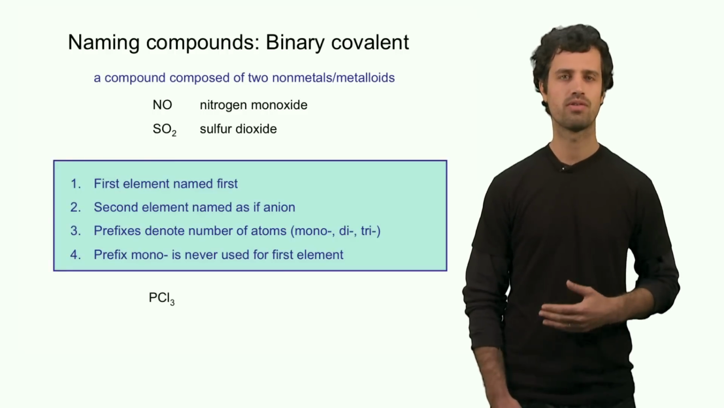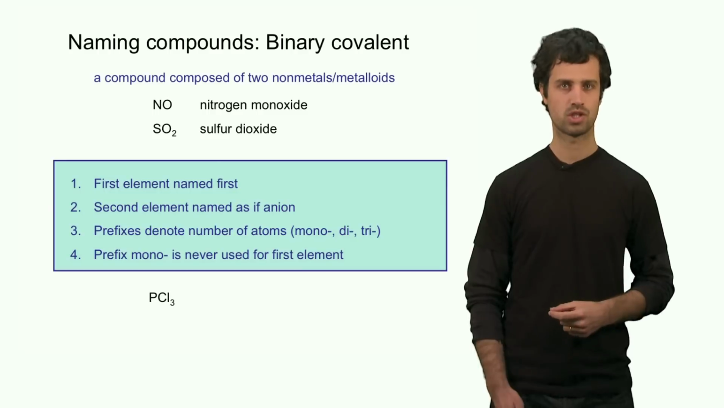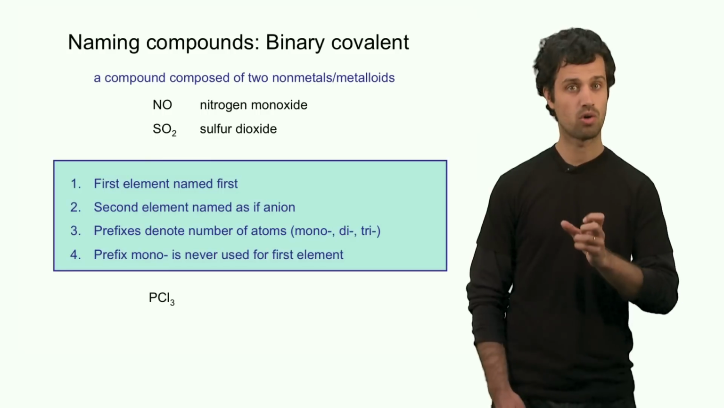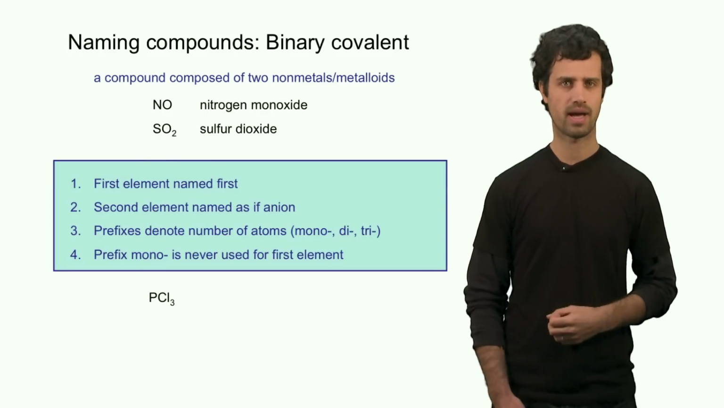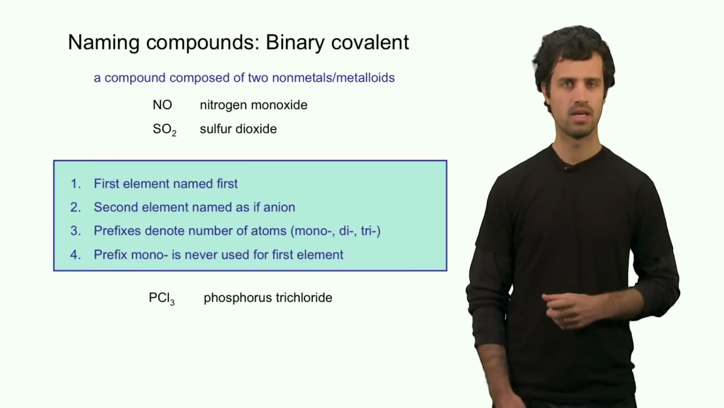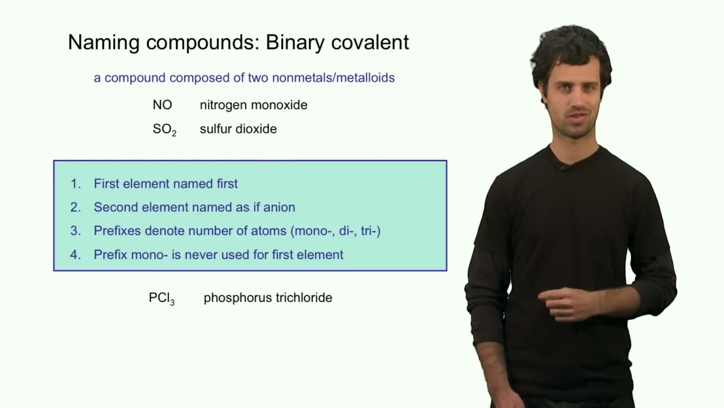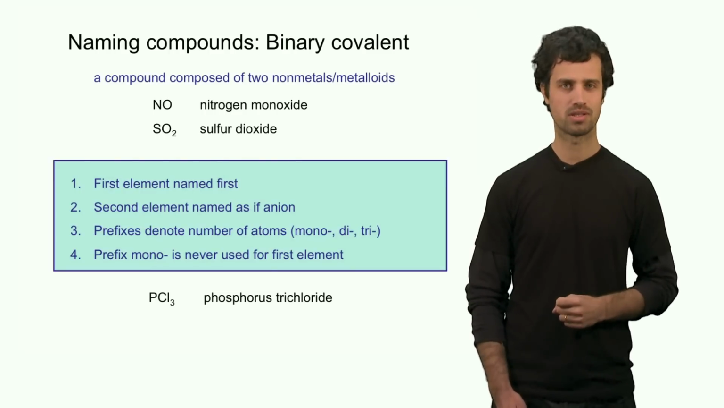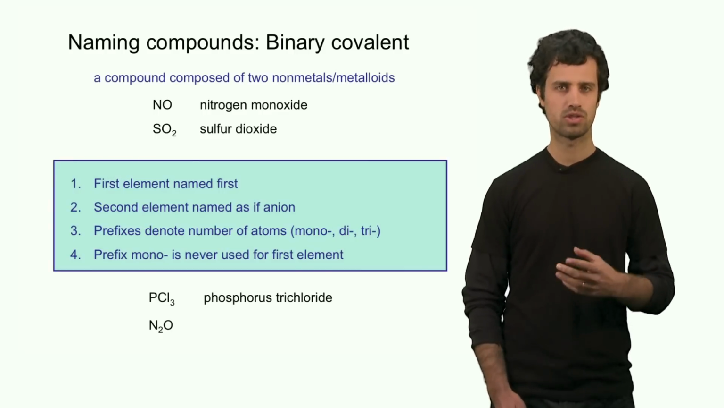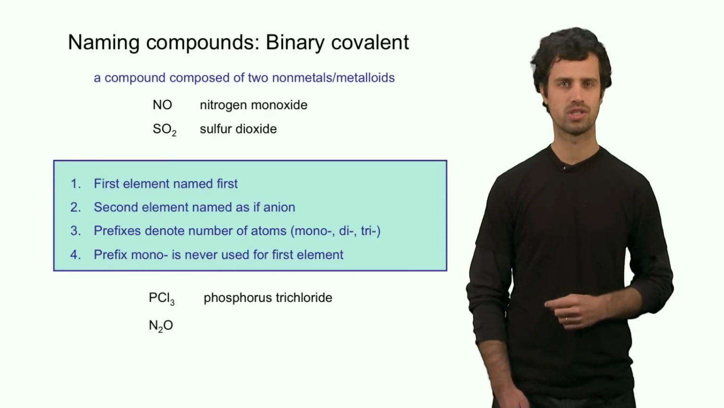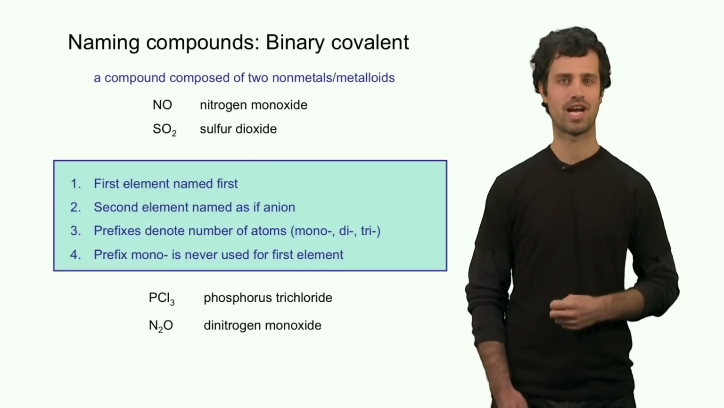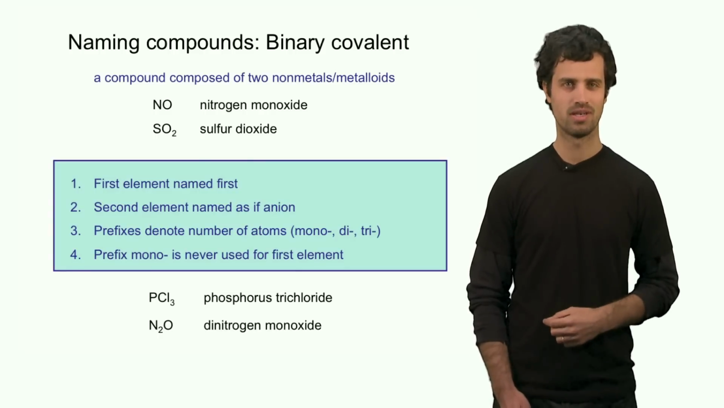This is a compound containing phosphorus and chlorine. So we name the first element first, phosphorus, and then we treat the second element as if it were an anion, so it becomes chloride. But we do have to specify how many chlorines we have. It is phosphorus trichloride. Note that we do not add mono to phosphorus, because this is the first element mentioned. The second example is a compound containing two nitrogens and one oxygen. This is dinitrogen monoxide because it contains two nitrogens and one oxygen atom.